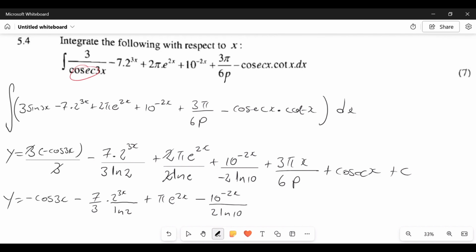And then we go to the second last term, we have 3 divided by 6, that is going to give us half. So we can say we are left with pi x divided by 2 pi. There we go. Plus cosec x plus c. So this here, guys, is our final answer. I hope you managed to get this one.